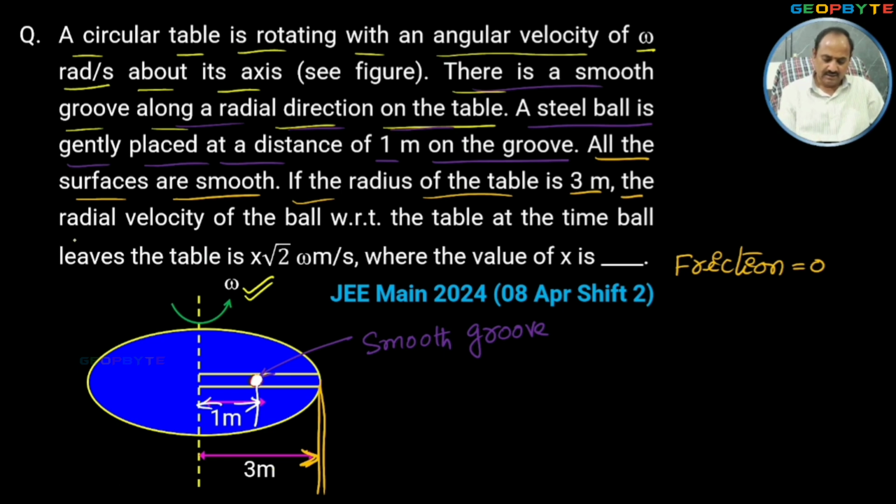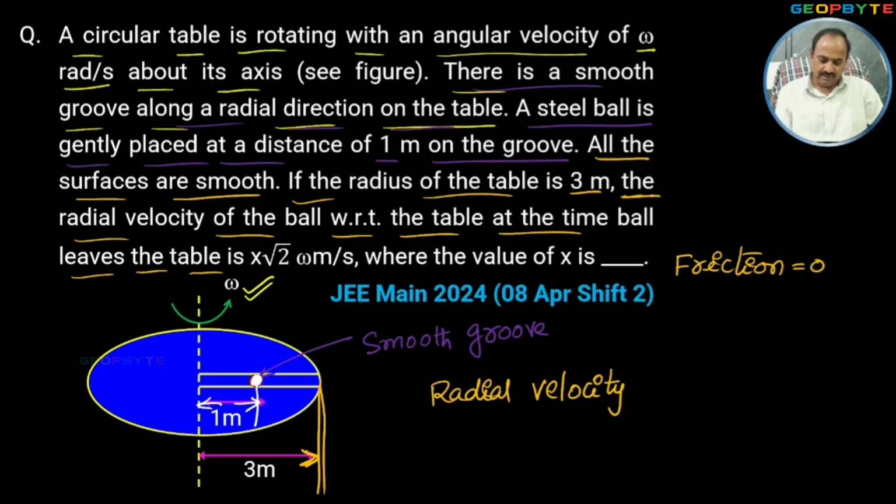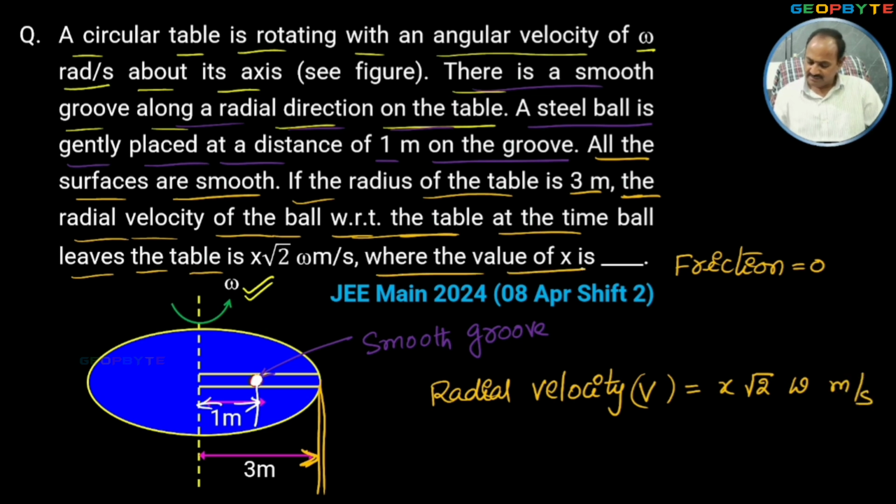The radial velocity of the ball with respect to the table at the time the ball leaves the table is given clearly. The radial velocity of the ball with respect to the table, let that be v, is given as x root 2 into omega in meters per second. What is the value of x? That's the question. For that, let us take another slide.